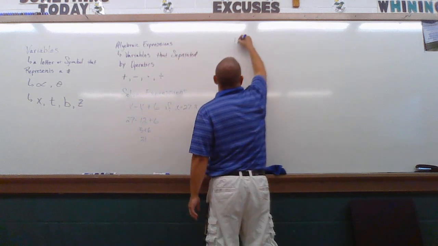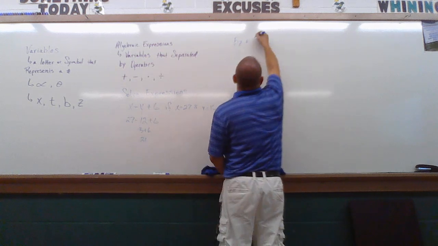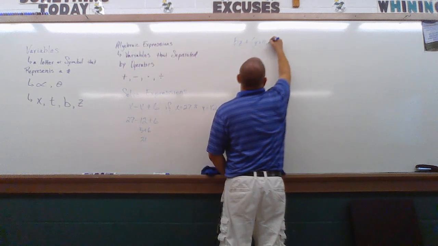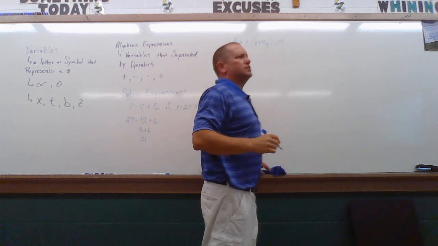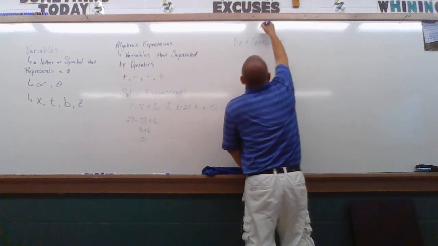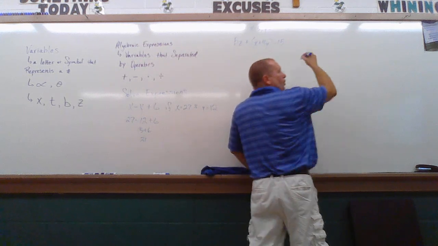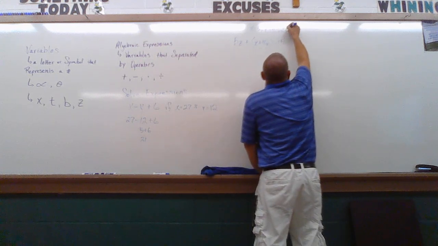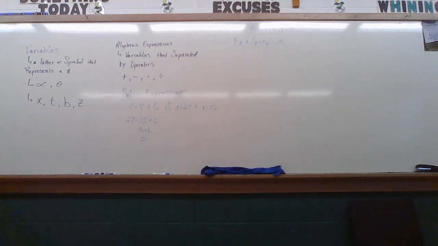Next one. 5z plus parentheses x plus 4y parentheses minus 15. And the directions tell me that x is equal to 3, y is equal to 4, and z is equal to 7. Want to try this one on your own? Yeah. All right, go for it. See what you get.